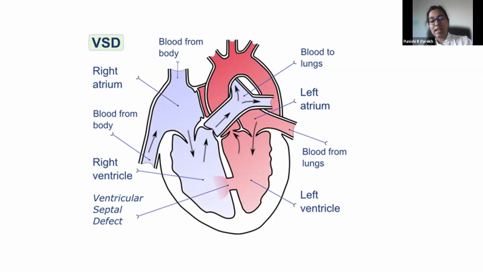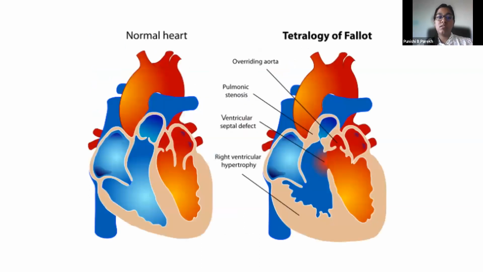Having understood this, let's look at what happens in the hemodynamics of a TOF, which is the best example of a cyanotic heart disease.